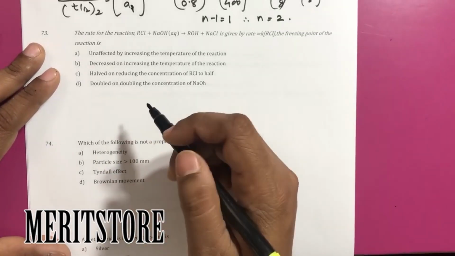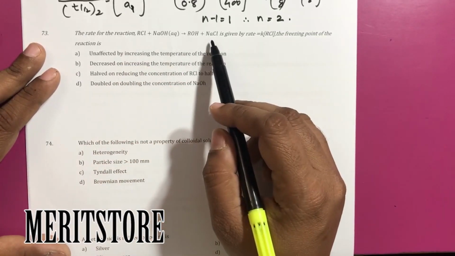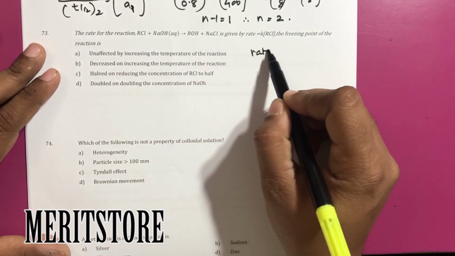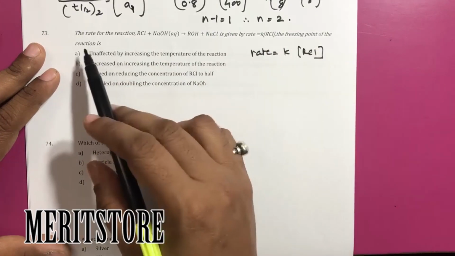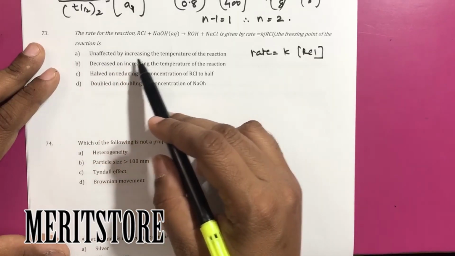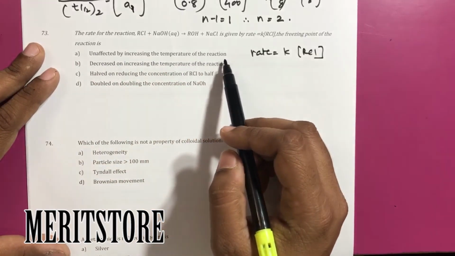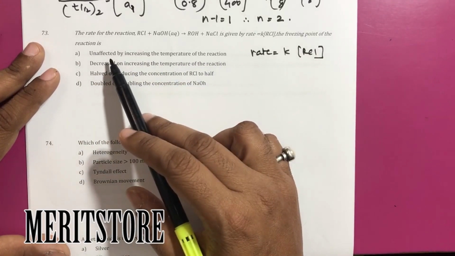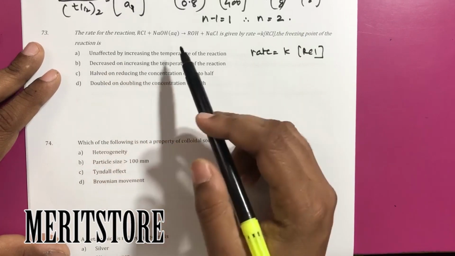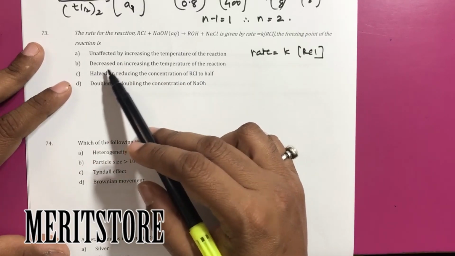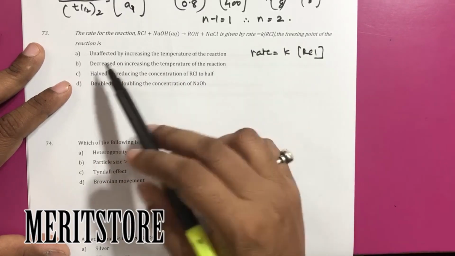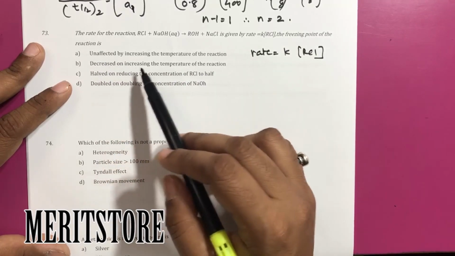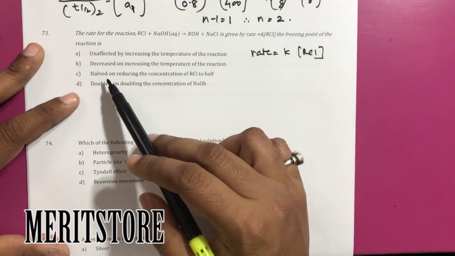Question number 73. The rate of the reaction, that is rate equals K into RCl, is given. The rate constant of the reaction is unaffected by increasing the temperature of the reaction. This won't be unaffected, it will get affected as you increase the temperature. The value is going to increase when the temperature of the reaction increases.